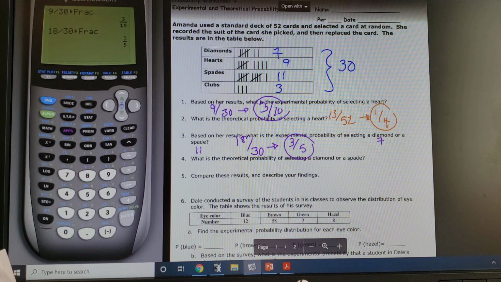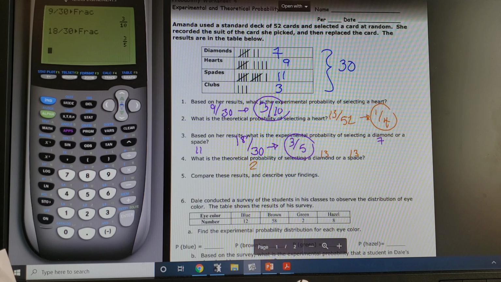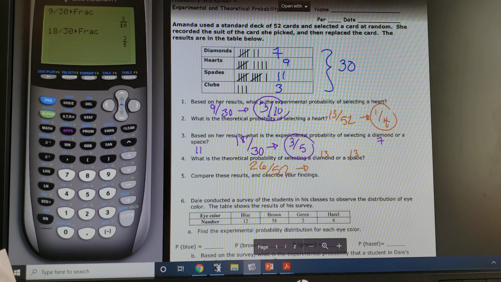Alright, number 4. What is the theoretical probability of selecting a diamond or a spade? Okay, so not using the chart. How many diamonds are there? 13, add the 13 spades, you get 26. Divide that by 52. Yep, you get 1/2. Very good, 1/2.